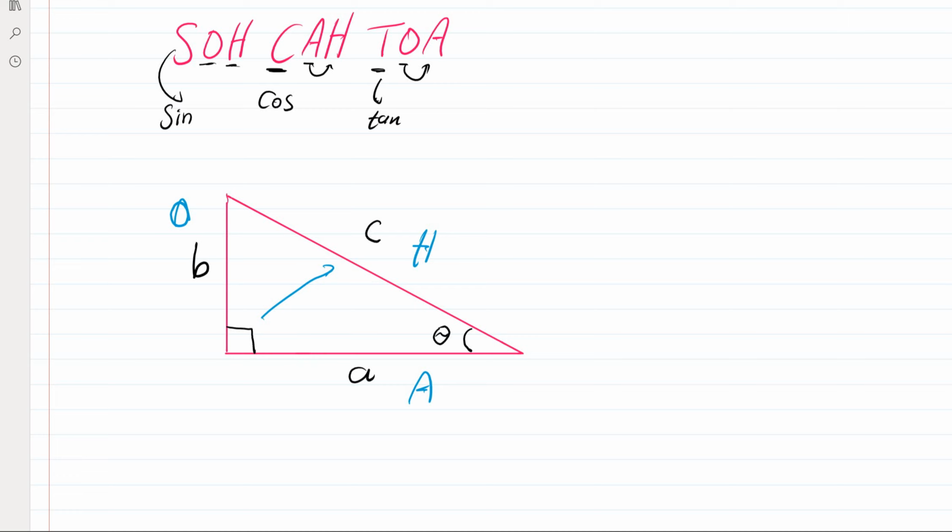So students, right now, let's write down sine of this theta, all of them about this theta. Sine theta equals how much? We see sine equals OH, SOHCAHTOA, right? So OH means opposite over hypotenuse. Opposite, how much? The value of opposite is b. So we have b over c. Hypotenuse is c, right?